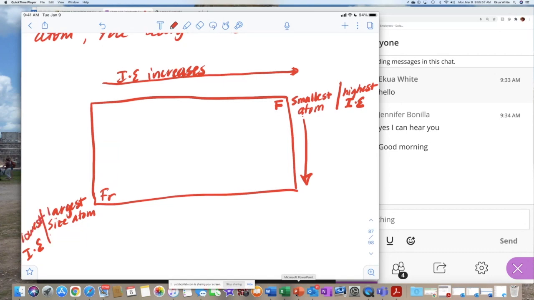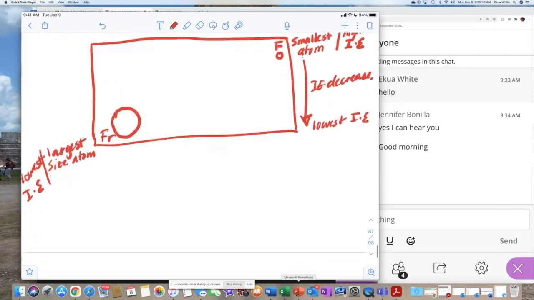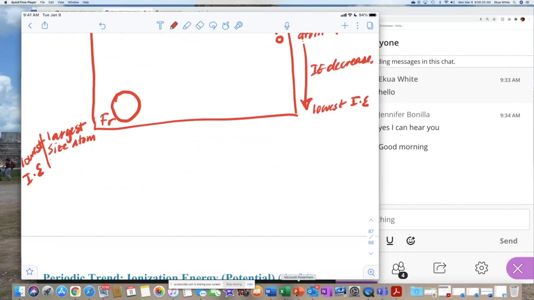This is the opposite trend. So by the time we get to the bottom, we should have the lowest ionization energy on the bottom. So then ionization energy will decrease, right? As you go down, it gets smaller and smaller and smaller. So what's the rationale? This is very tiny. This is huge, humongous. It boils down to how strongly the outer electron is being held.